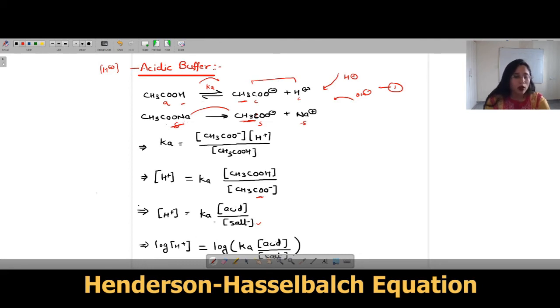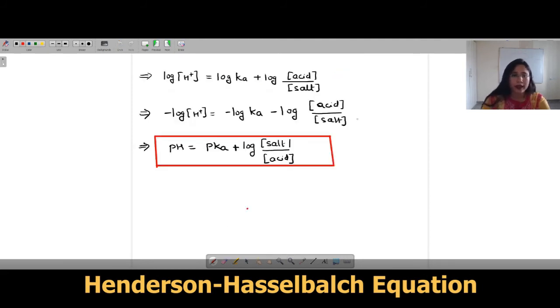Now we can take log on both sides: log of the concentration of H plus equal to log of Ka into log of acid and salt. Moving to the next slide: log H plus equals log Ka plus log of acid upon salt.